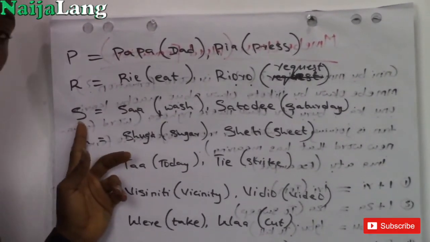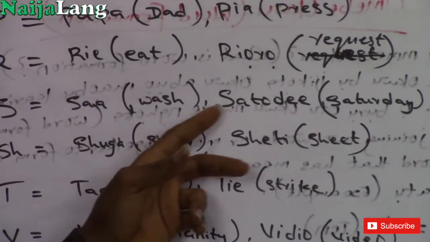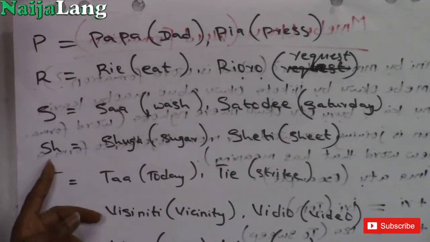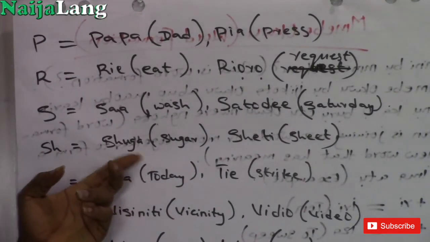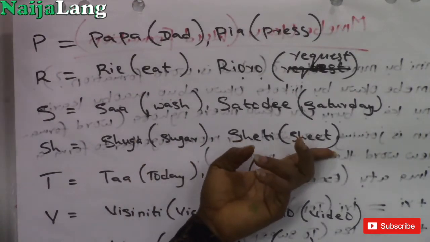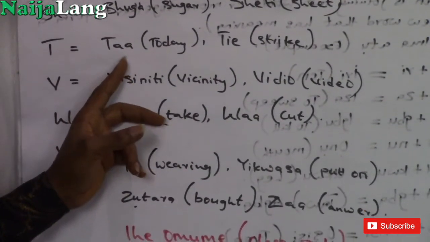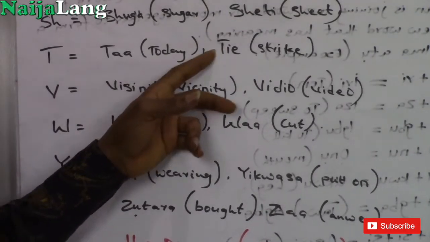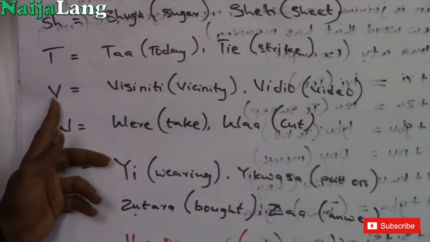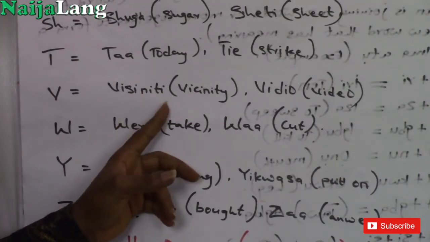The next one is sa. Sa means wash. Saturday means Saturday. Sugar means sugar. Shirt means shirt. The next one is ta: ta means today. Tie means strike. The next one is vi: vicinity means vicinity.